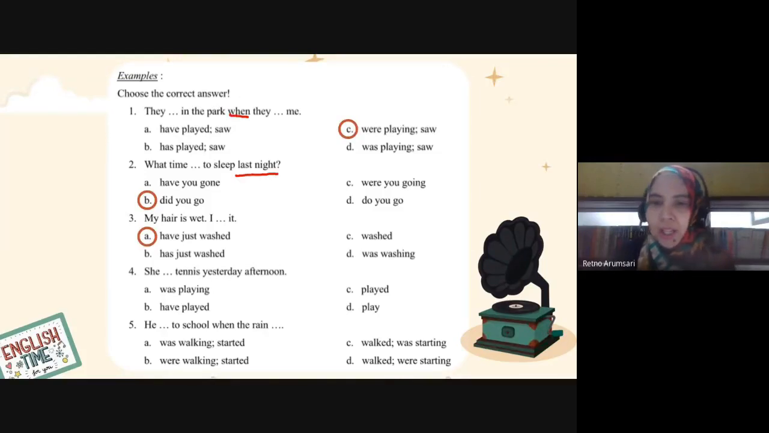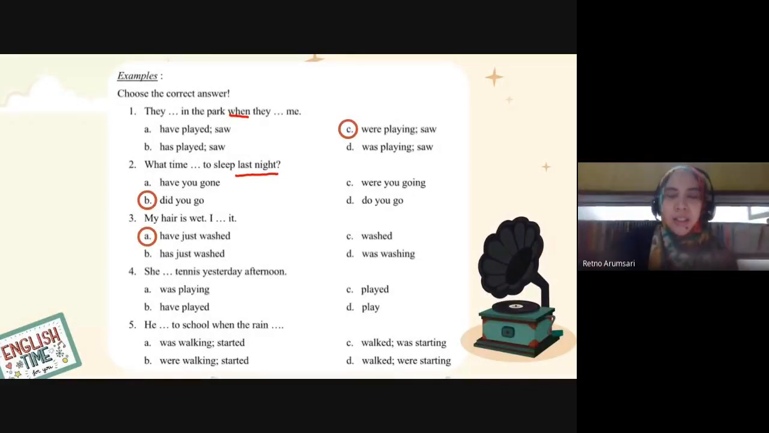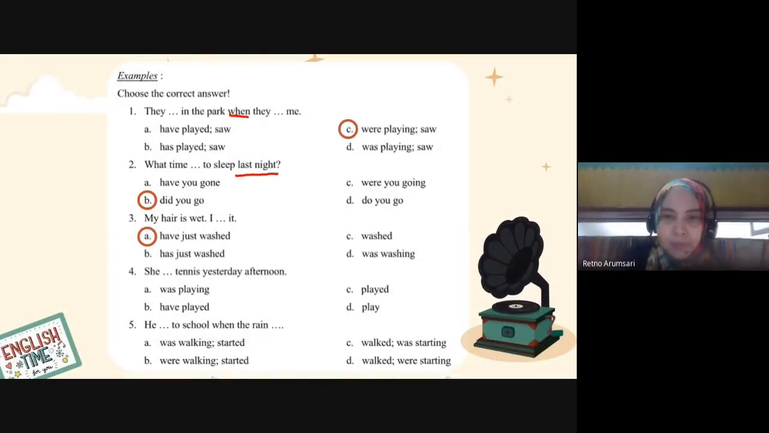Next, number 4. Elora. She was playing tennis yesterday afternoon. All right. How long is afternoon? Afternoon is from noon until 6 p.m., right?